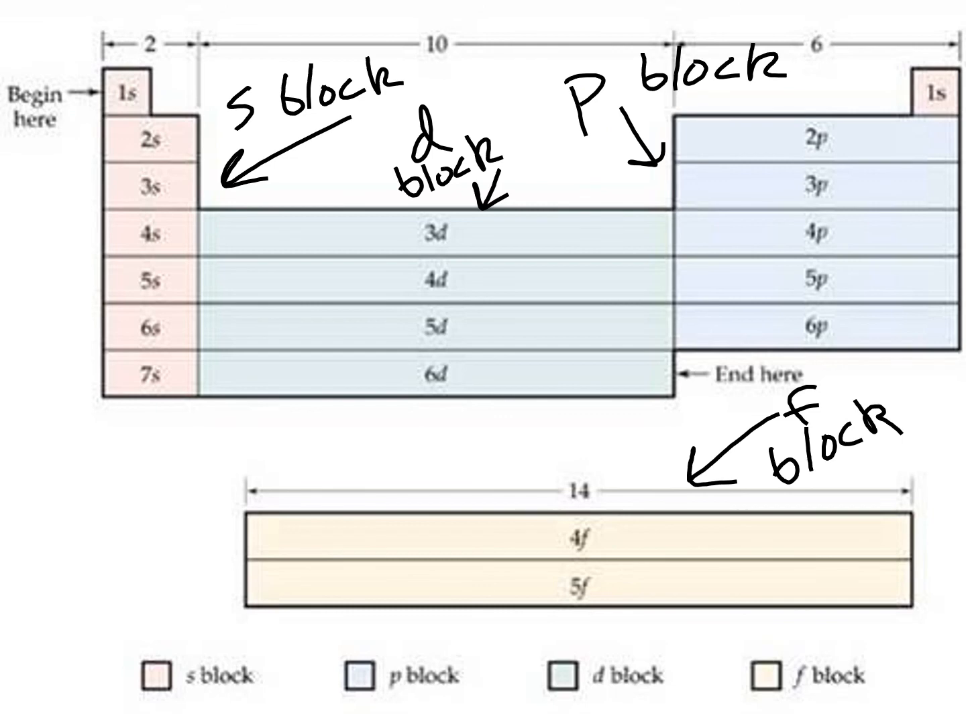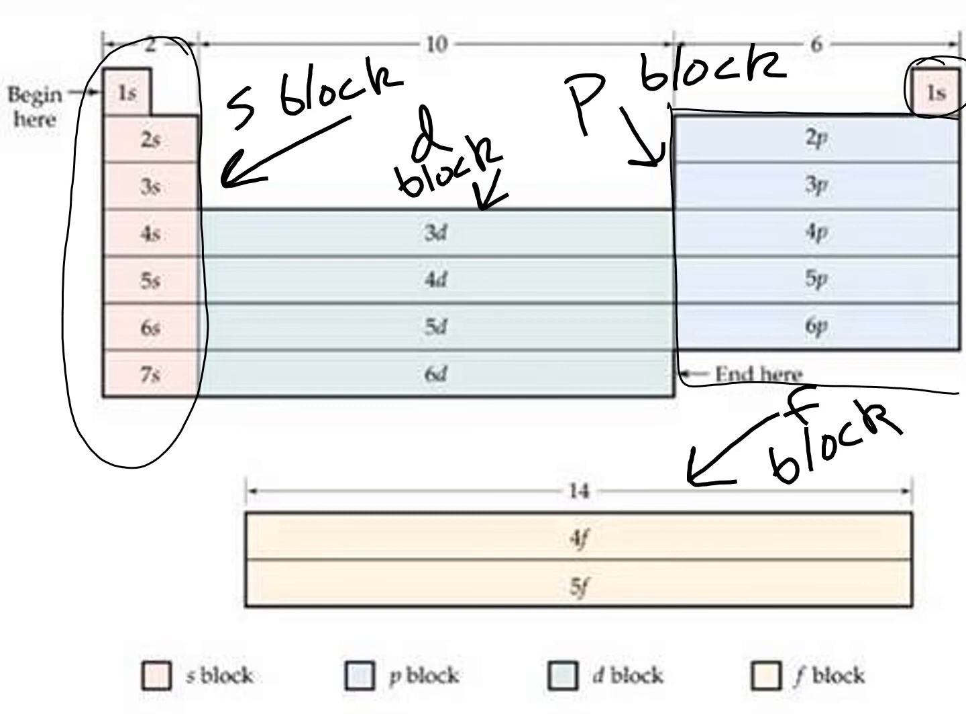So we can see here we have the s block. That's the alkali metals and the alkaline earth metals. This does include helium, by the way. Here we have the p block. That's starting with boron through the noble gases. Transition metals would be the d block.